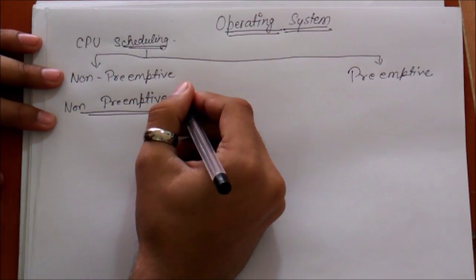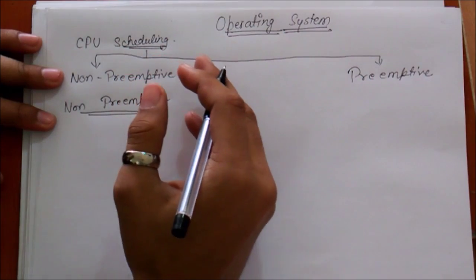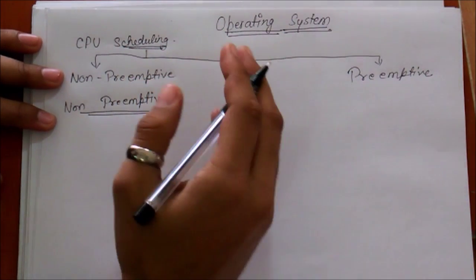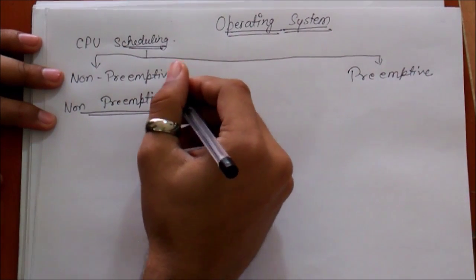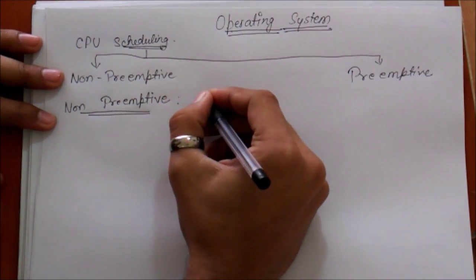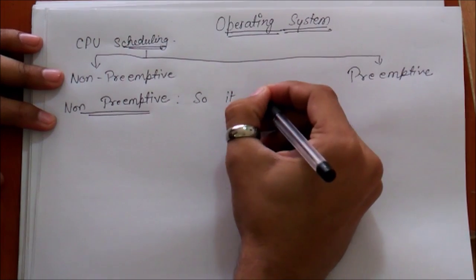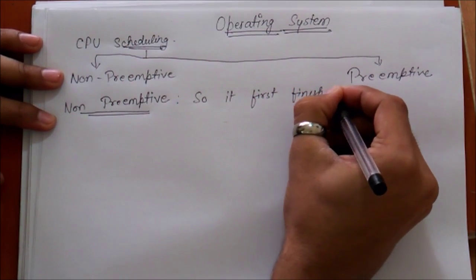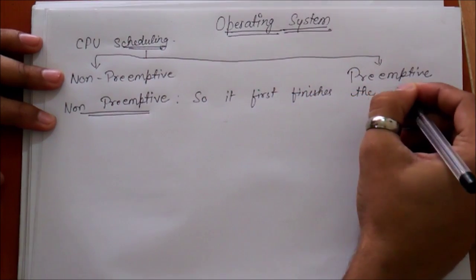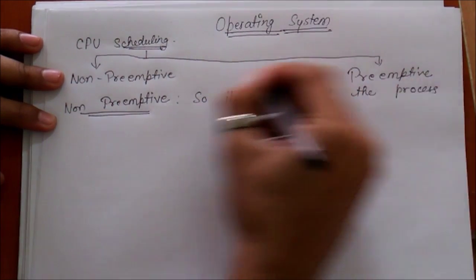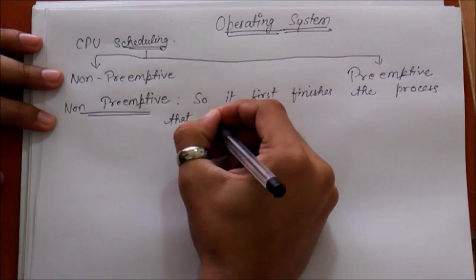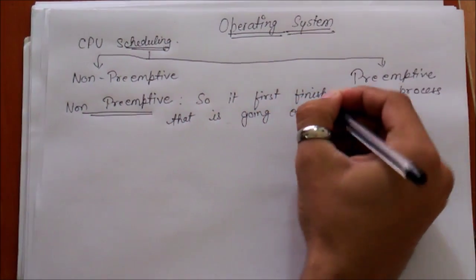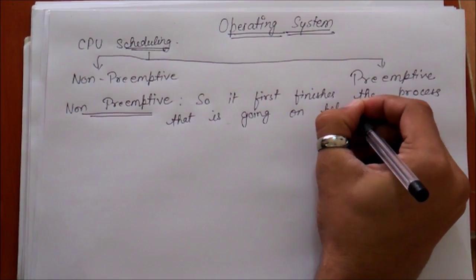Non-preemptive is a type where one process executes and it finishes till another process can be moved to the next state of execution. So it first finishes the process that is going on before moving to the next one.